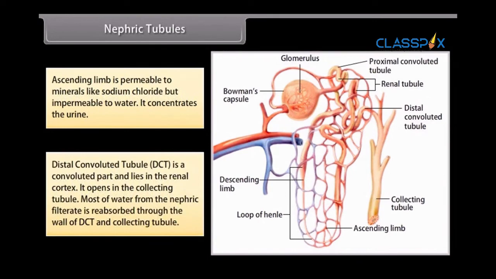Distal convoluted tubule DCT is a convoluted part and lies in the renal cortex. It opens in the collecting tubule. Most of the water from the nephric filtrate is reabsorbed through the wall of DCT and collecting tubule.